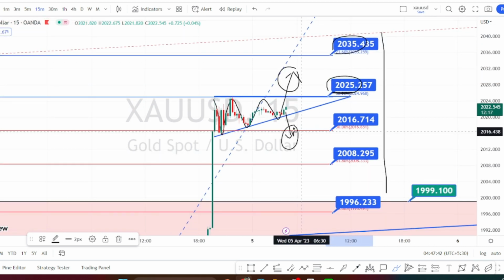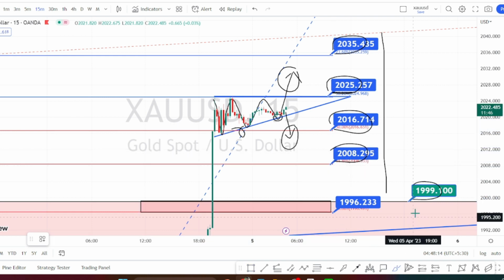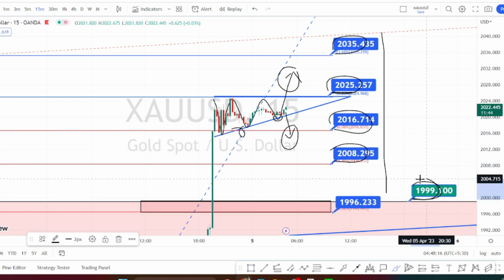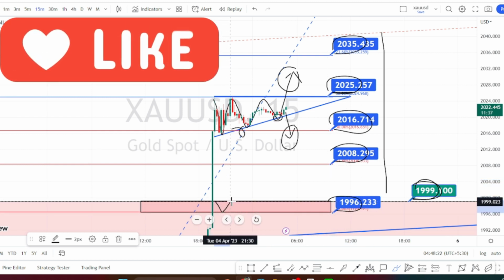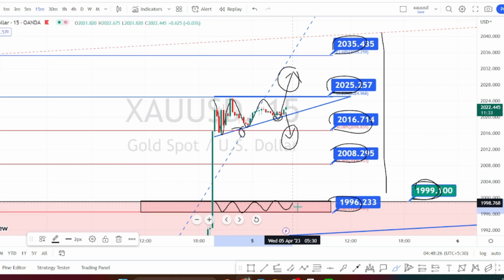And on the bearish side, if the price action gives a breakout from this trend line or support line, the immediate support is going to be around 2016, 2008 and the support zone between 2000 to 1996. This zone will be acting as a very strong support zone for the current price action in 15 minutes time frame.